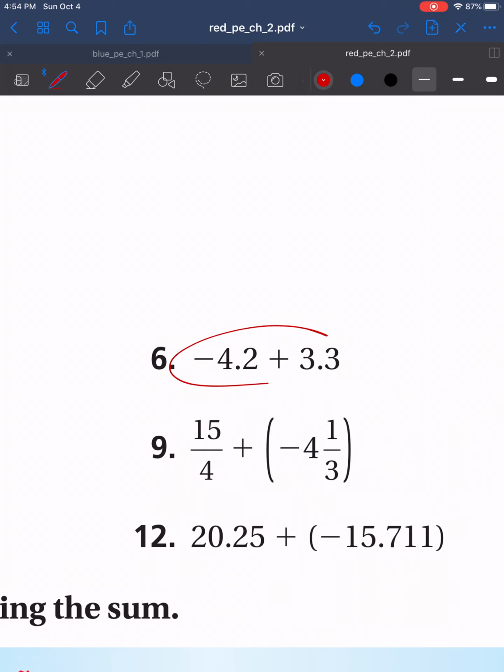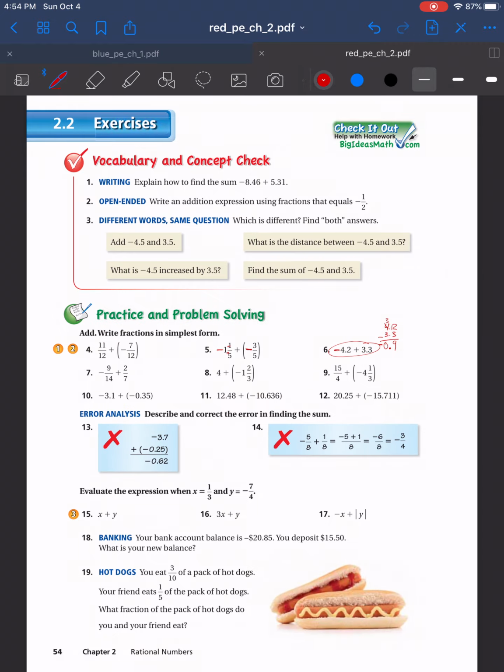Okay, these are great. Decimals are fun. All you do is just line them up. Signs are different, so I would subtract. .9, and then 4 is bigger than 3, so it's negative 0.9. Don't forget those negative signs.